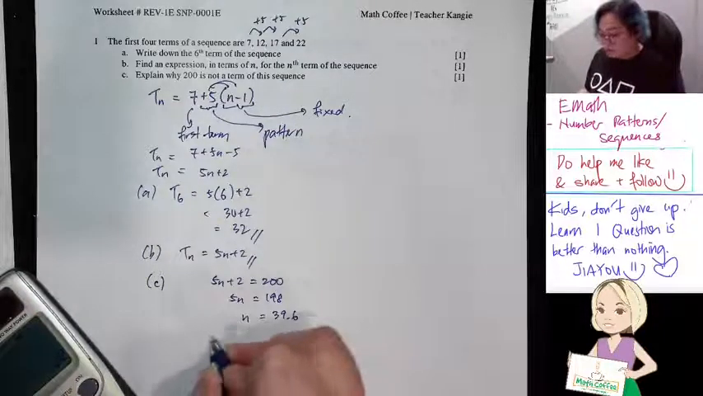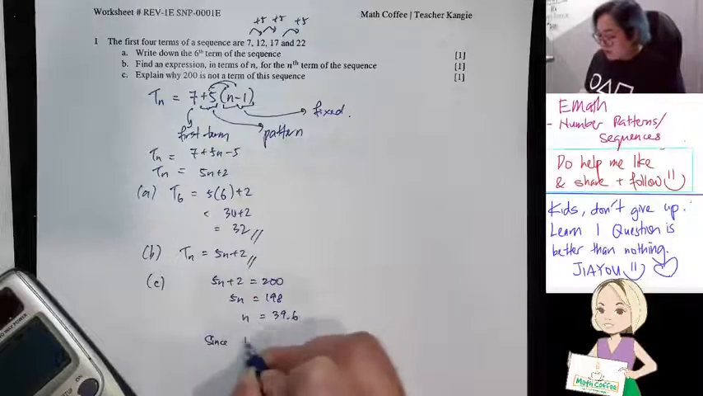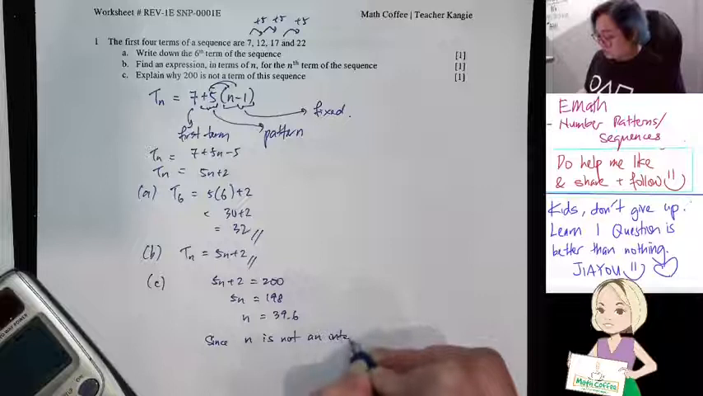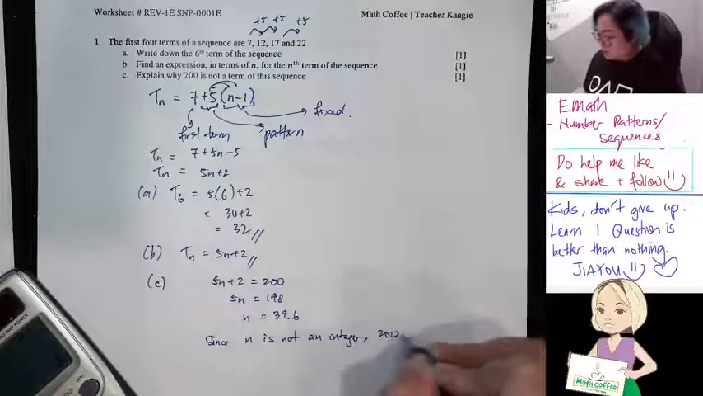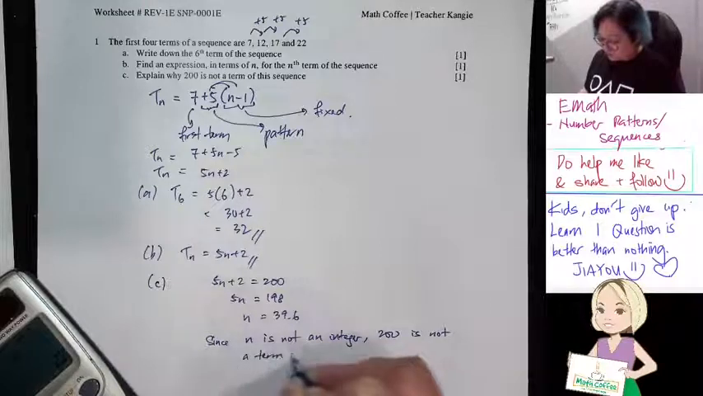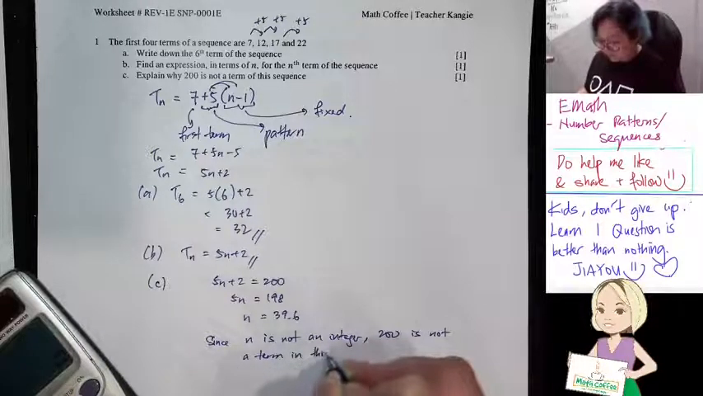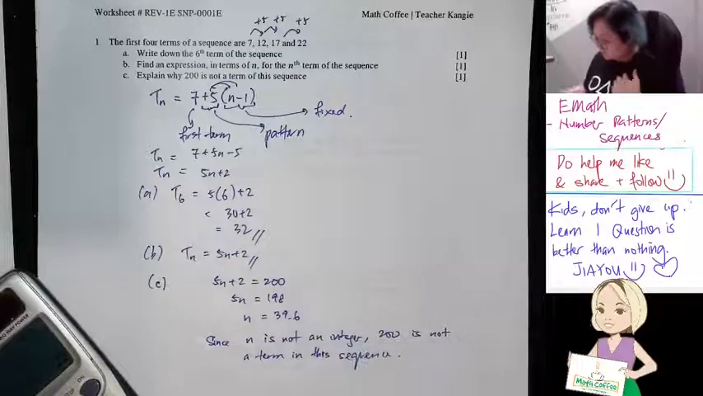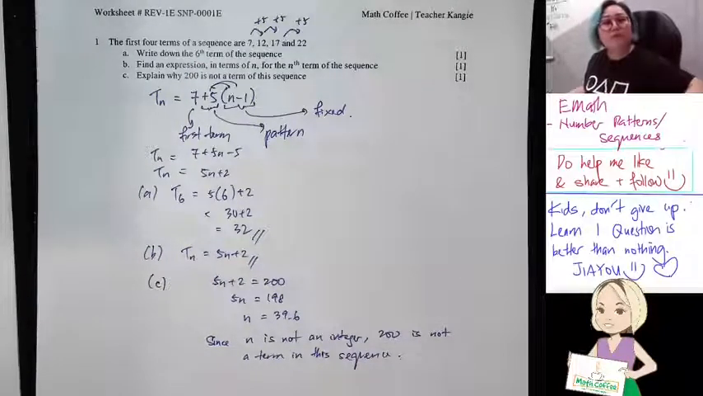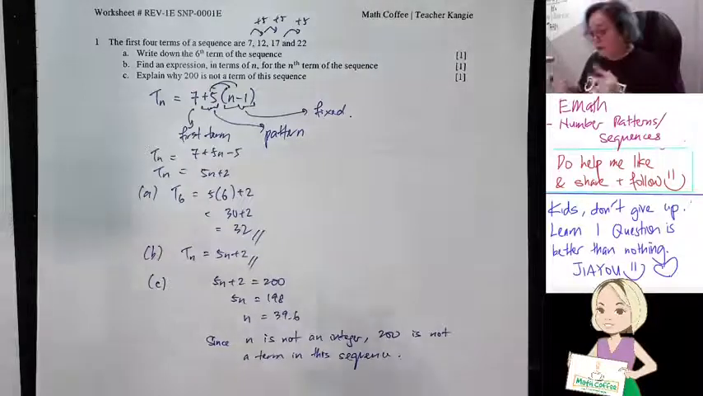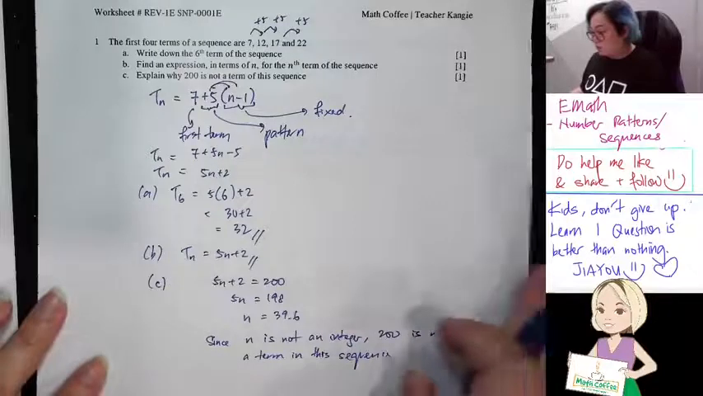So you will say, since n is not an integer, we will say that 200 is not a term in this sequence. Right? Yes, okay, so ta-da! This is a simple number pattern. So let's move on to the next question.